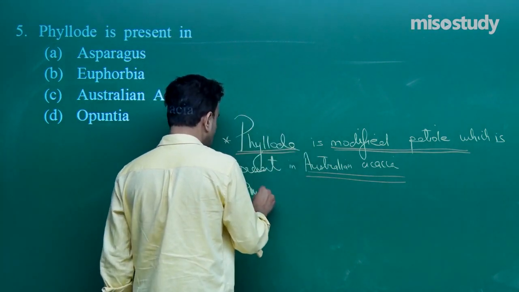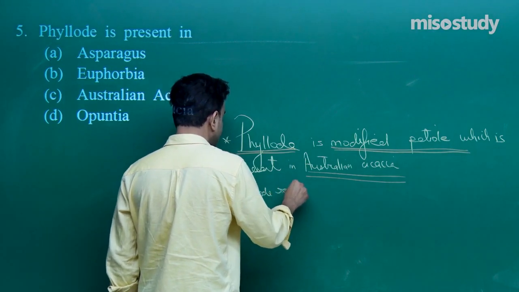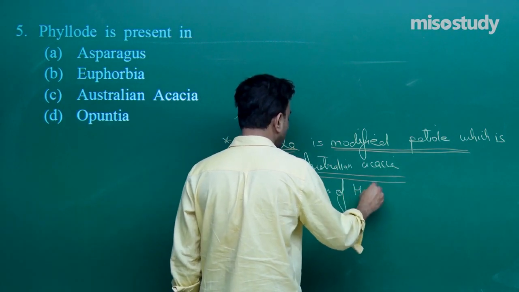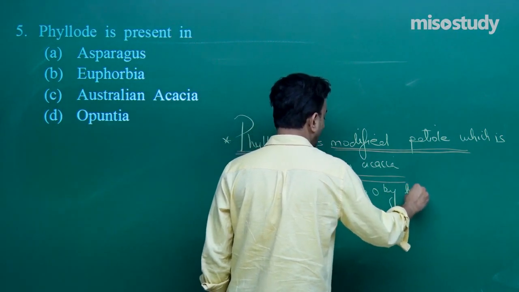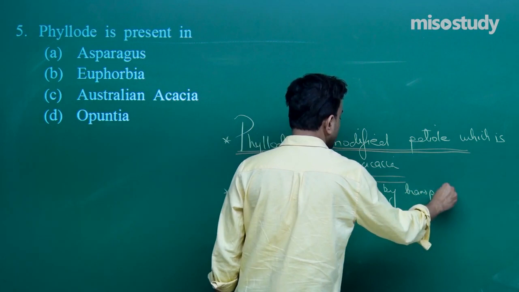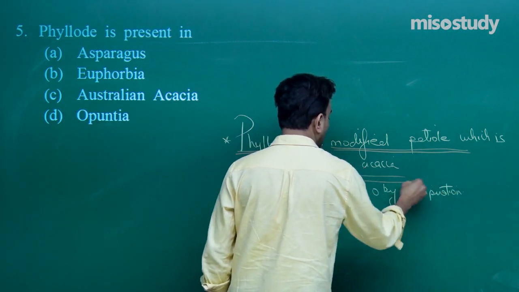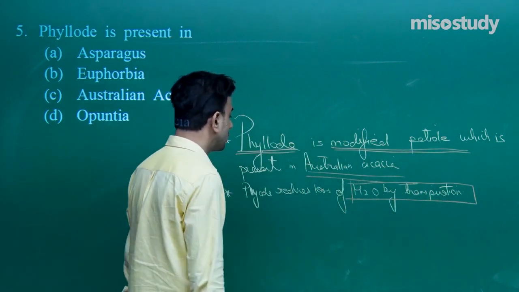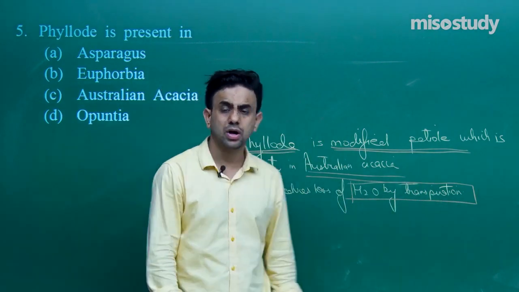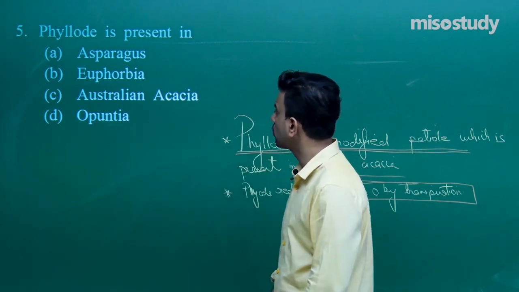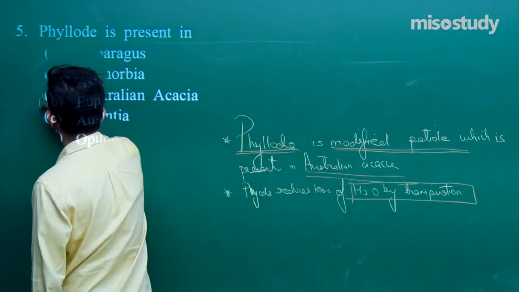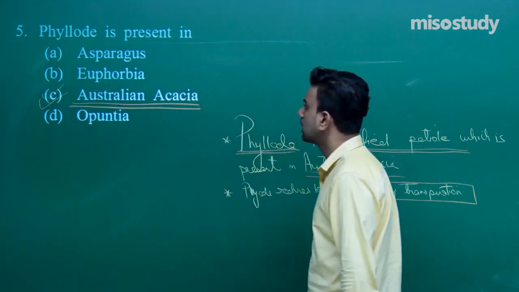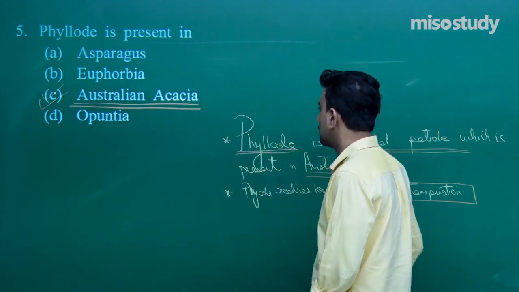Phyllodes reduce loss of water by transpiration, and hence we see that phyllodes are present in the Australian Acacia. Next question.